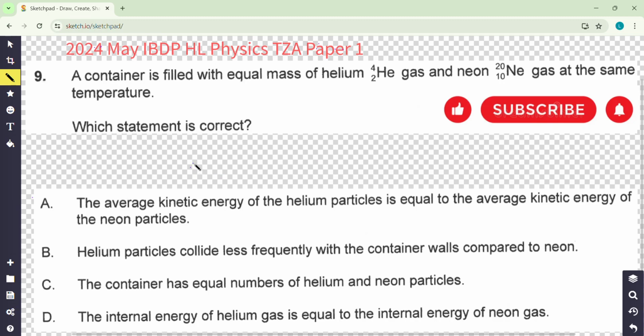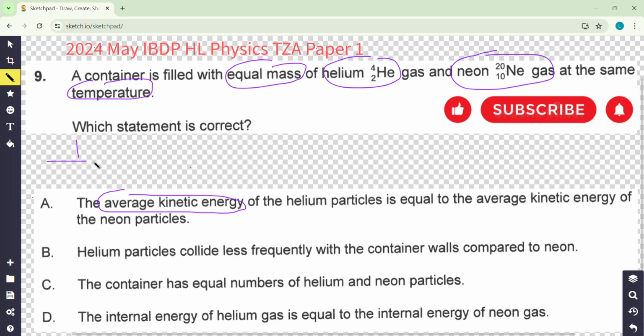Question number 9 is about kinetic theory. It says that a container is filled with equal mass of helium and neon gas at the same temperature. Which statement is correct? So we take a look at a few. The average kinetic energy of the helium particle, it means that each one's.